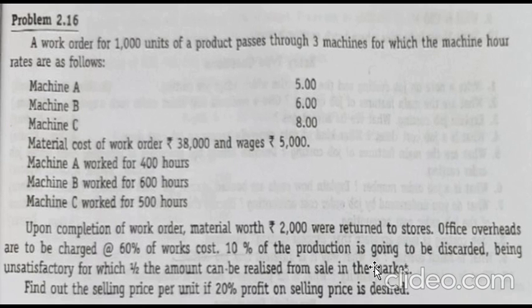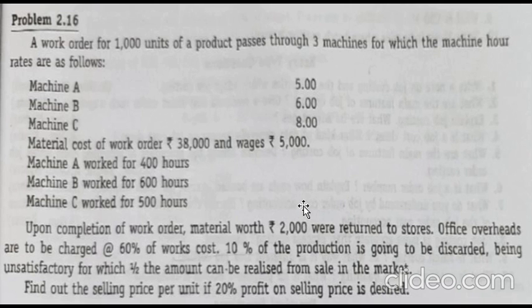10% of the production is going to be discarded, being unsatisfactory, for which half the amount can be realized from the sale in the market. Find out the selling price per unit if 20% profit on selling price is desired. So they have given the information and they've asked you to prepare the cost sheet to find out the selling price per unit if 20% profit on the selling price is desired.